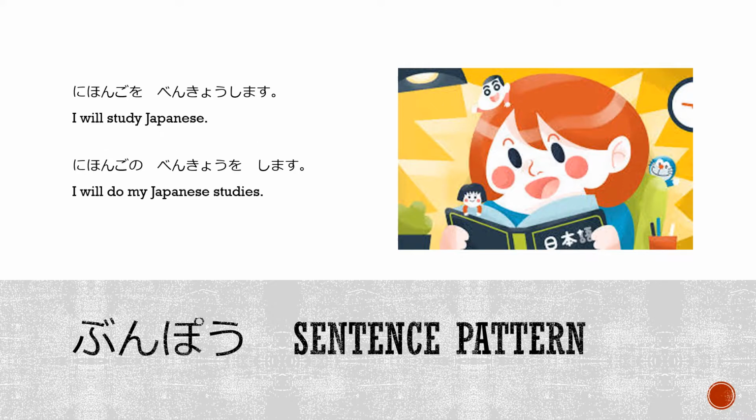So that might have been a little confusing. So let's just go over that real fast. We've got nihongo benkyou shimasu, where we're saying I will study Japanese. And then we have nihongo no benkyou o shimasu, which is I will do my Japanese studies. You're saying slightly different things, but functionally these sentences are the same, and you can use them interchangeably.